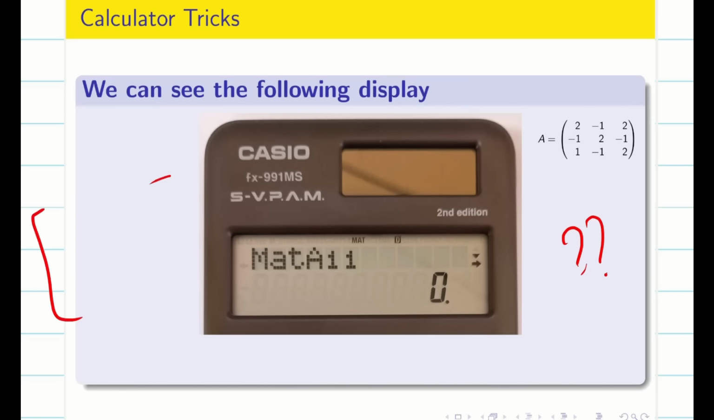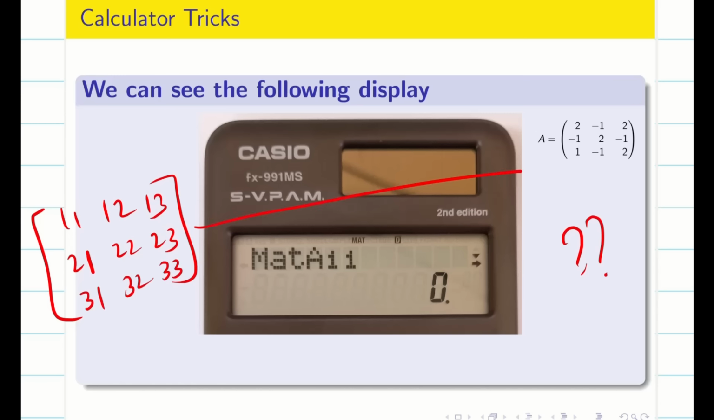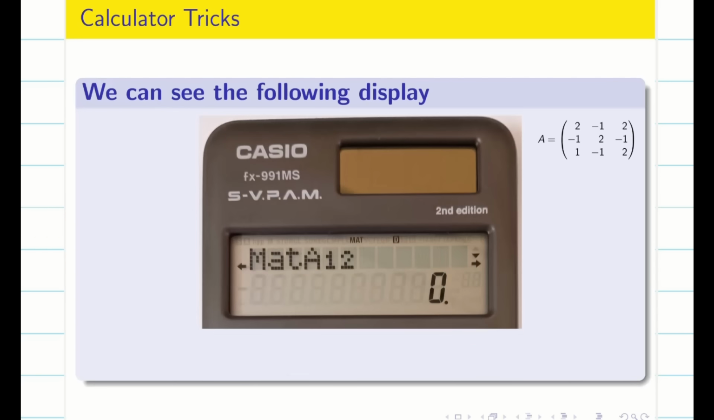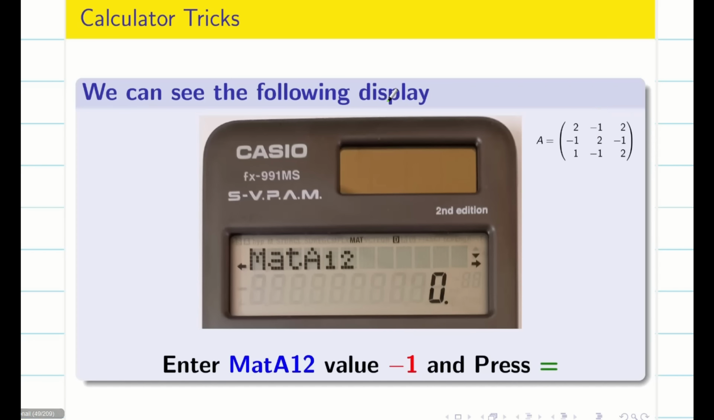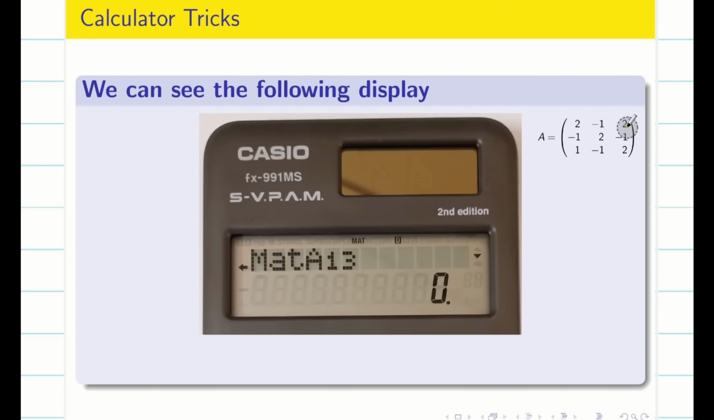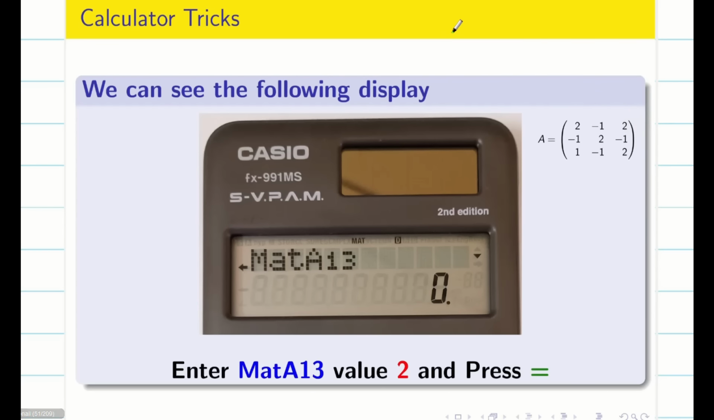So we know the positions 1 1, 1 2, 1 3, 2 1, 2 2, 2 3, 3 1, 3 2, 3 3. These are all the positions for the given matrix which is displayed here. We have to enter the values one by one. So for mat 1 1, I am going to enter the value 2. Enter the value 2 and press equal to. It will ask 1 2. The 1 2 value is minus 1. Then enter minus 1, press equal to. The 1 3 value is 2, enter 2 and press equal to.